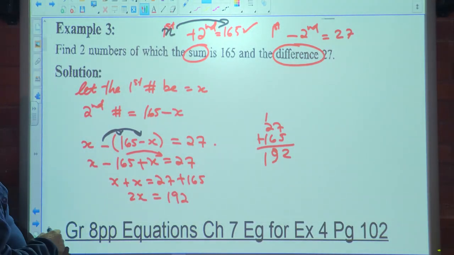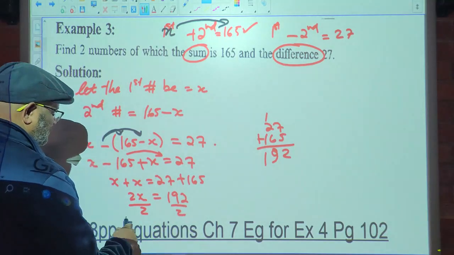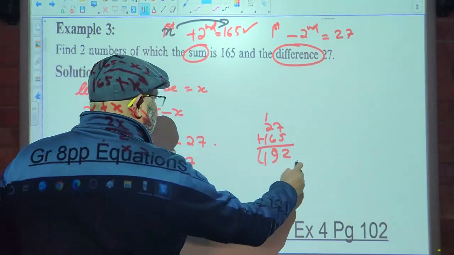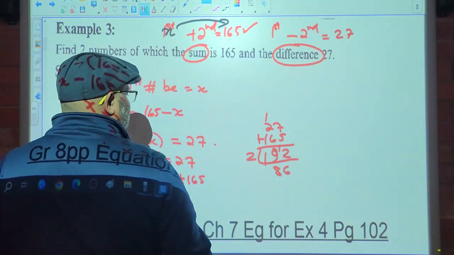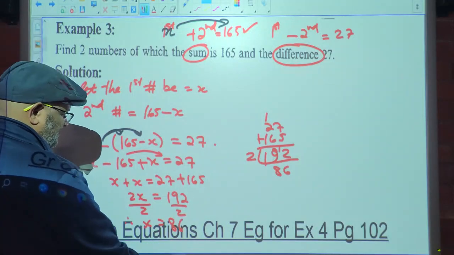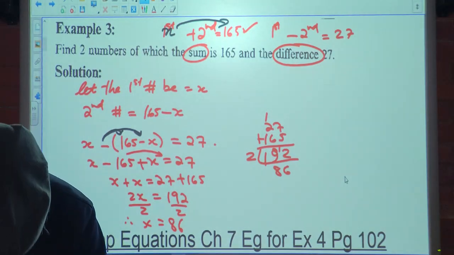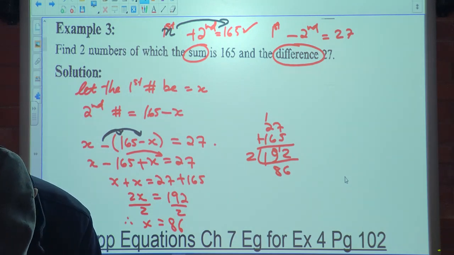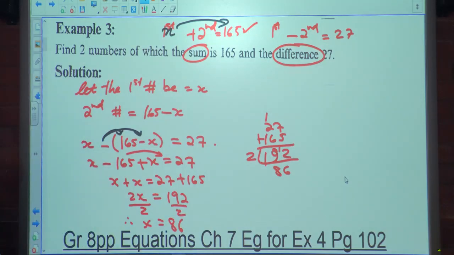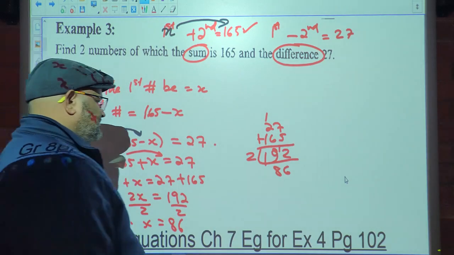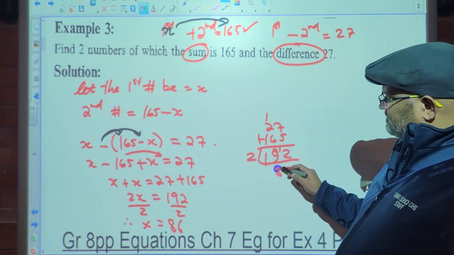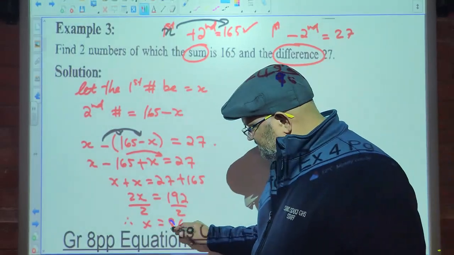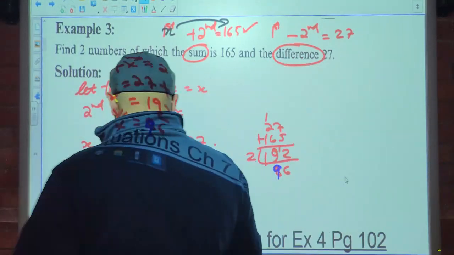How do I get x on its own? Divide by 2 both sides. So therefore x is equal to 192 divided by 2. 2 goes into 19 9 times, carry 1, 2 goes into 12 6 times. So 96. Okay, so that's the first number.